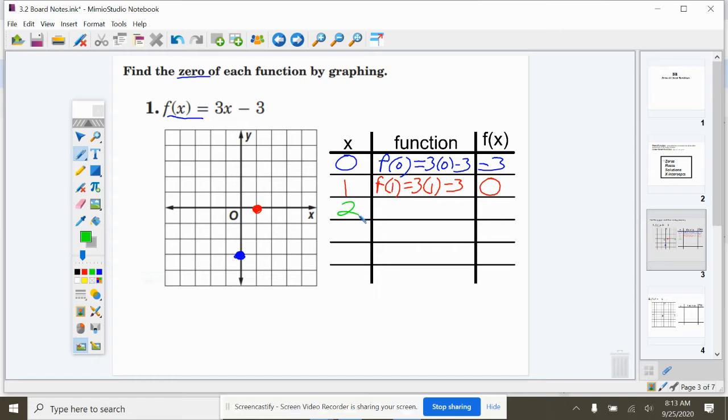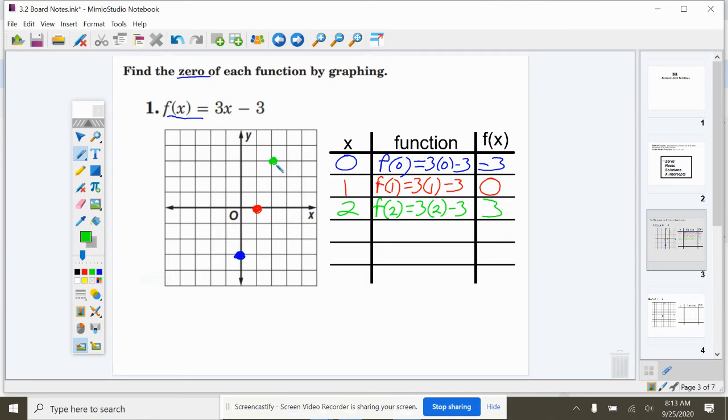Please don't do that. But technically you could. All right, my function now is f of 2 equals 3, parentheses, 2 minus 3. And to find my f of x, we're going to do 3 times 2 minus 3. 3 times 2 is 6. 6 minus 3 is 3. So I have a new point, and that is 2, 3. So I'm going to go 2 in the x, so 2 over to the right, and then up 3. And I have a new dot right here.